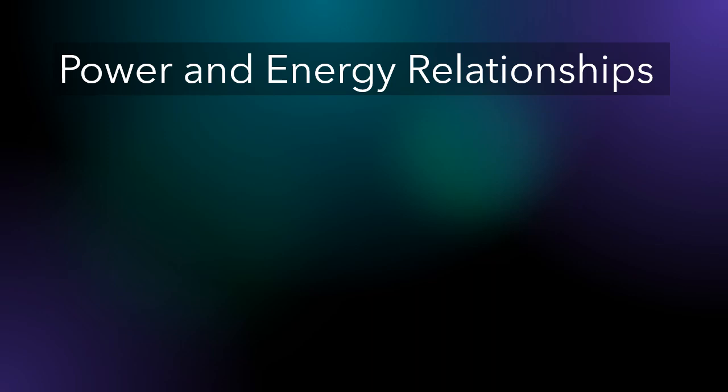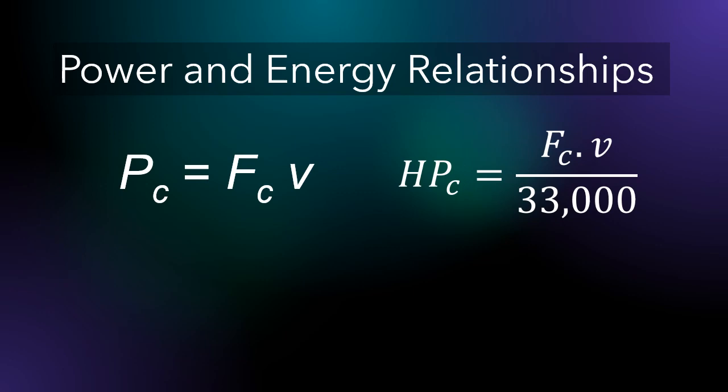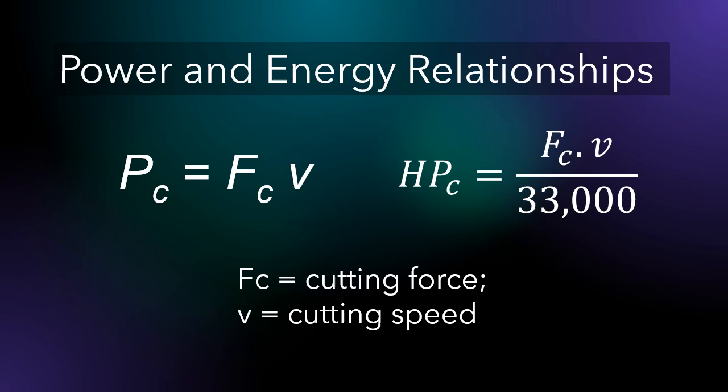A machining operation requires power. The cutting force in a production machining operation might exceed 1000 Newtons. Typical cutting speeds are several hundred meters per minute. The product of the cutting force and the speed gives the power required to perform the machining operation. In US customary units, the power is traditionally expressed as horsepower. Pc here is the cutting power, Fc is the cutting force, and V is the cutting speed.